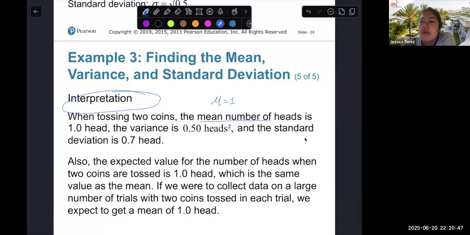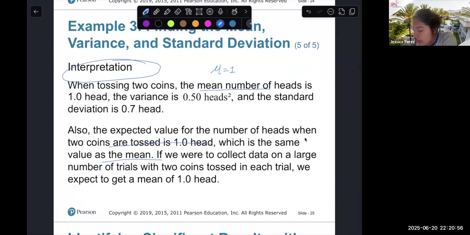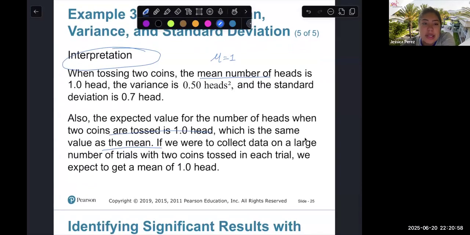Also, the expected value for the number of heads when two coins are tossed is 1, right? We know that the expected value and the mean are the same. So if we collect the data on a large scale, most of the time we're going to get the mean of 1 head. That's the interpretation.